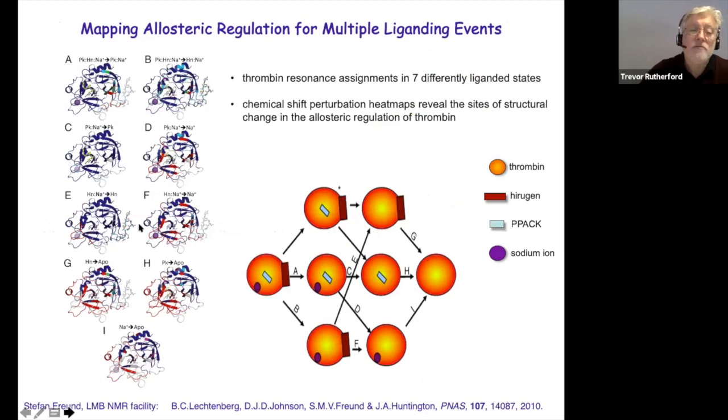It comes from some work from Stefan Freund from a few years ago. What he's done is color-coded the structural changes that you can infer from chemical shift perturbation as you add a binding partner. This is looking at blood clotting factor thrombin, and it's binding to 3 different ligands. And you can do all combinations of the chemical shift assignments to work out what is the structural consequence of binding each of these individual ligands in place.